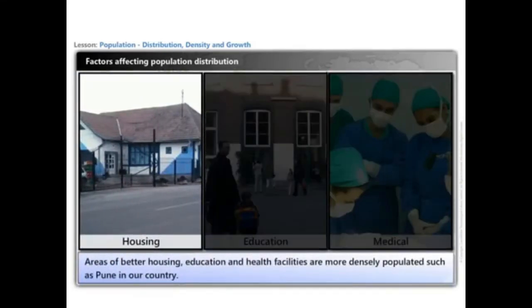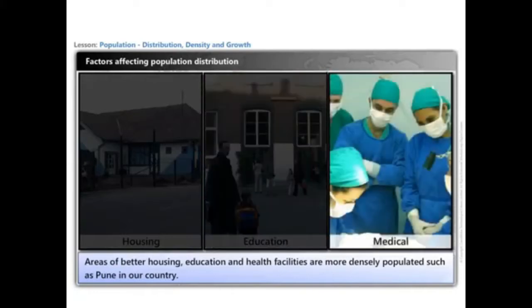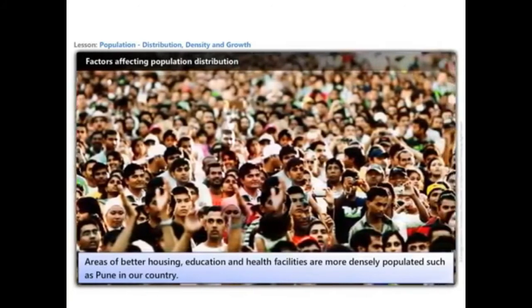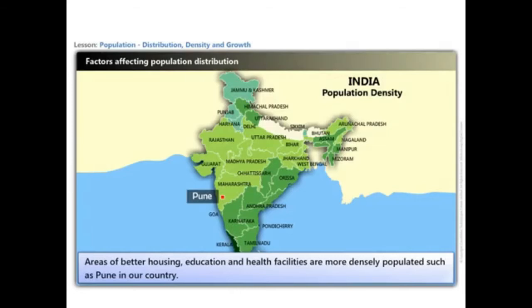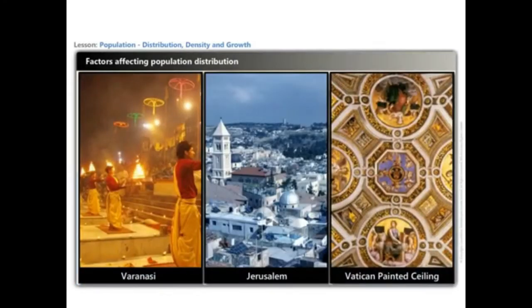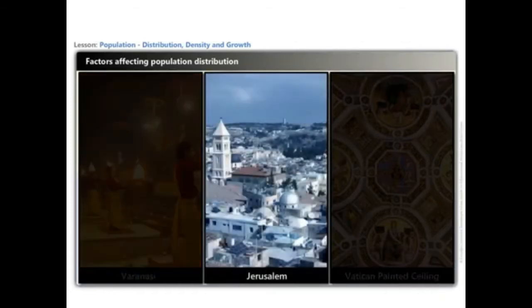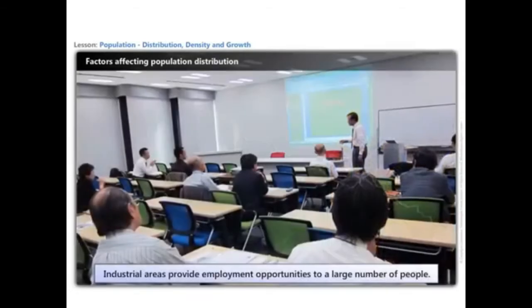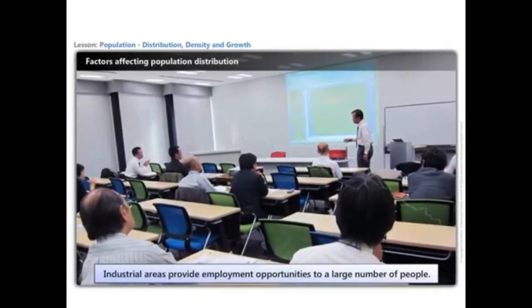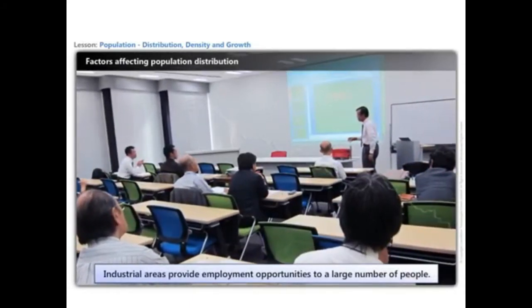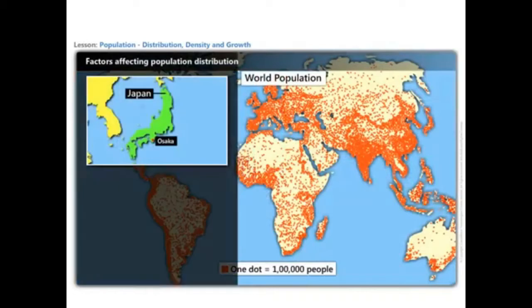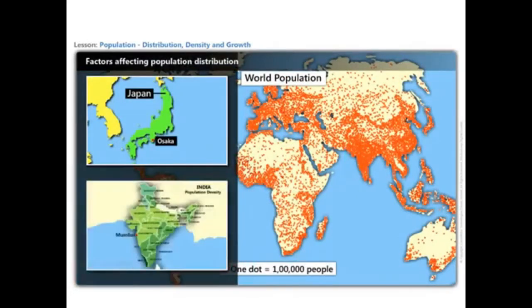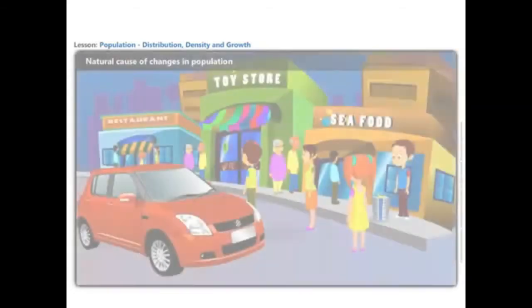Areas of better housing, education and health facilities are more densely populated, such as Pune in our country. Places with religious or cultural significance attract people. Varanasi, Jerusalem, and Vatican City are some examples. Industrial areas provide employment opportunities to a large number of people. Osaka in Japan and Mumbai in India are two densely populated industrial areas.